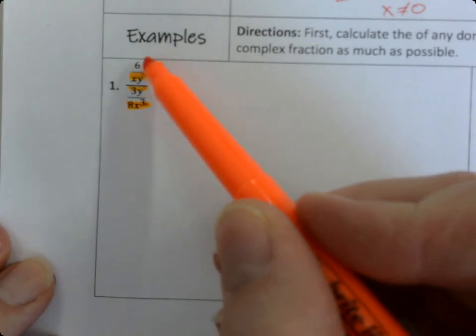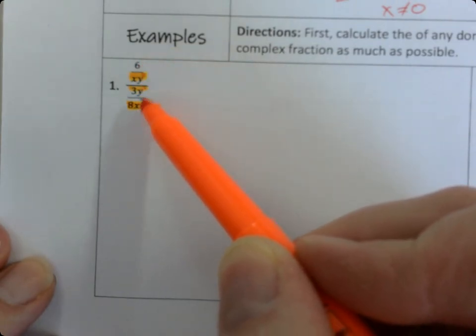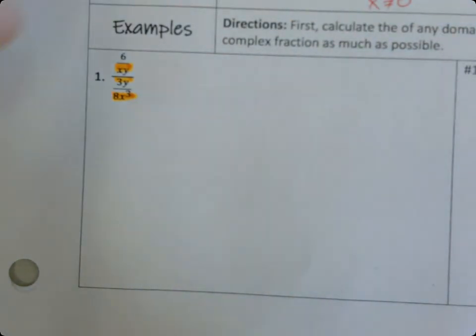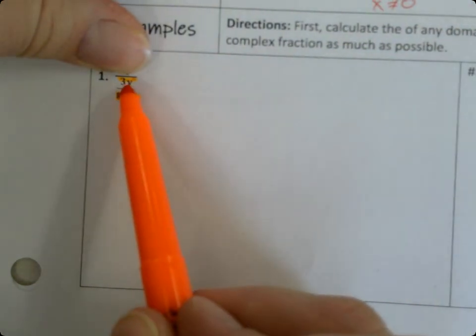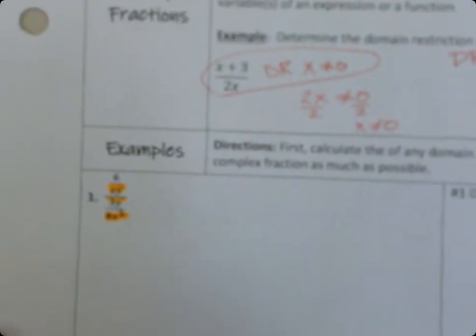So you were dividing by xy, but you're also dividing by 3y. Because if you think about it, if 3y is 0, then I'd be dividing everything by 0. And I don't think that's real clear. Still not?